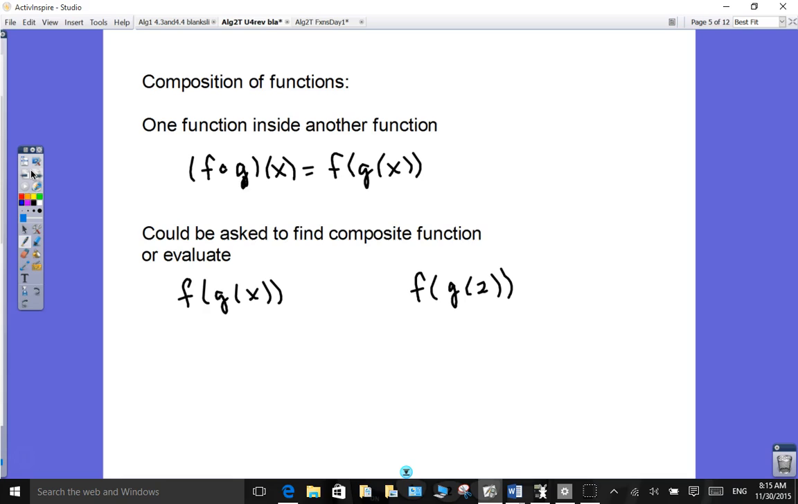Okay? And you could be asked to find the composition of functions, which means the result is going to be another function, something that's got x in it. Or you could be asked to evaluate a composition, something like f of g of, and then there's a number in there. Right? That was a somewhat easier problem because at that point you don't have to go through all this mess. You just evaluate the g function and plug that into the f function. So we need to know how to do both of those. Right? I think we did both of those on the quiz that we took.